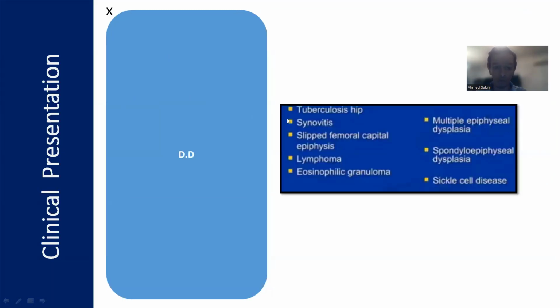We also have to exclude differential diagnosis once the patient complains of his hip. It could be a single side, and it could usually be tuberculosis hip, synovitis, slipped capital femoral epiphysis, lymphoma, or eosinophilic granuloma. Or if both hips are affected, we usually think of multiple epiphyseal dysplasia, spondyloepiphyseal dysplasia, and sickle cell disease. طيب ايه الفرق يا احمد؟ حاول تشرح لنا الفرق.